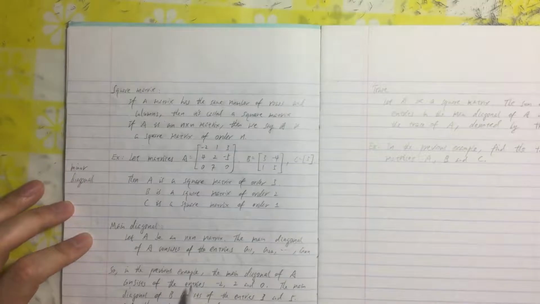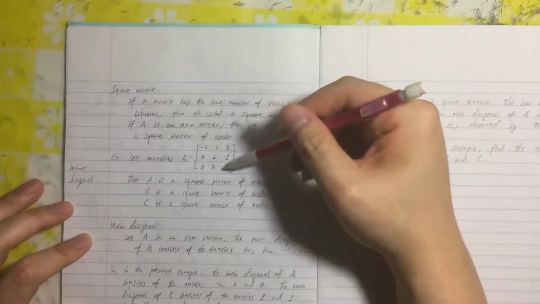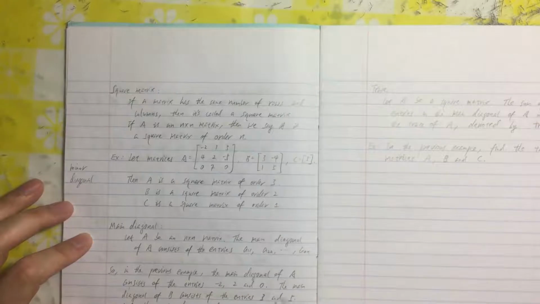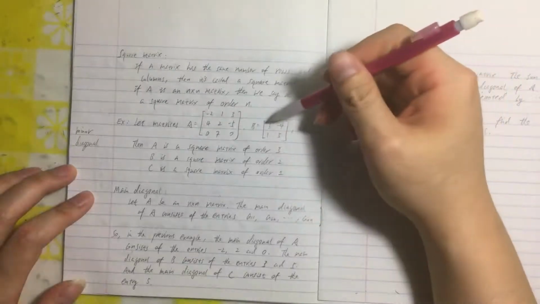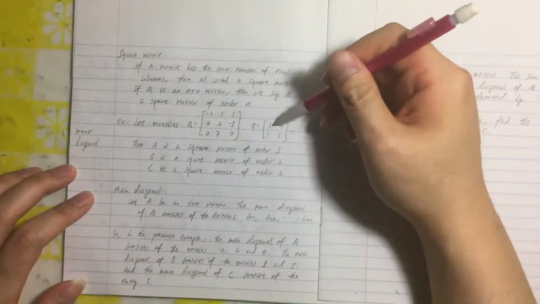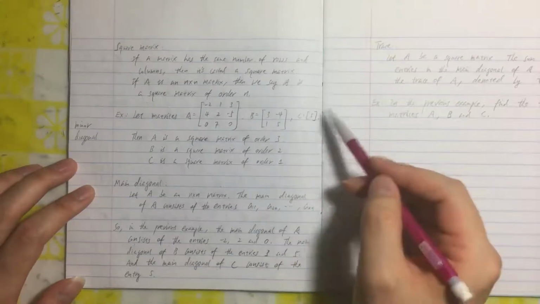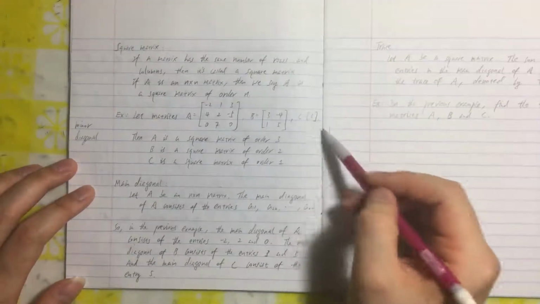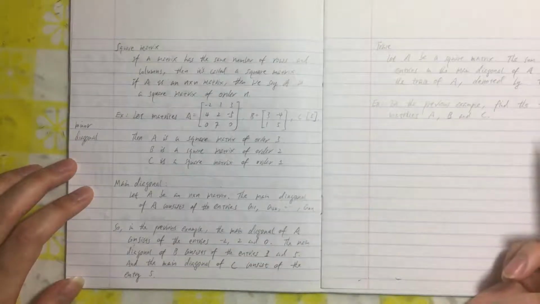So in the previous example, the main diagonal of A is what? The main diagonal of A consists of entries negative 2, 2, and 0. And the main diagonal of B consists of what? The main diagonal of B contains the entries 3 and 5. And the main diagonal of C contains only the number 5. That's the main diagonal of a square matrix.